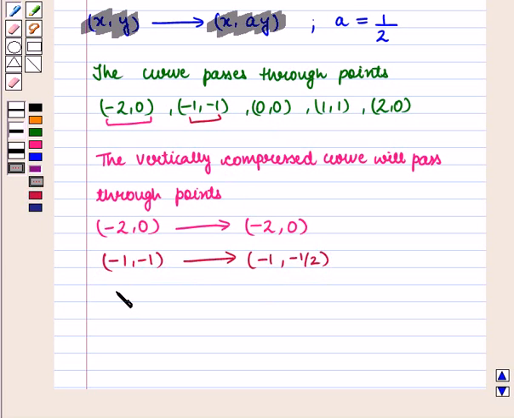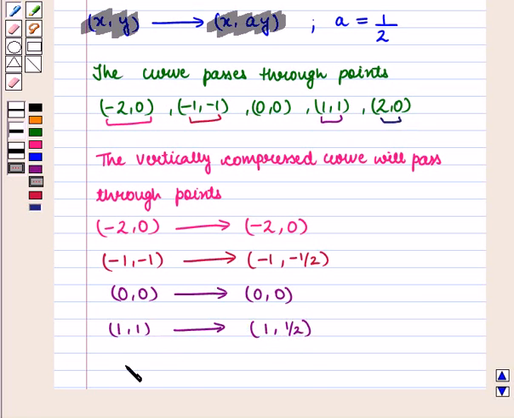Now the point with coordinates (0, 0) is transformed to the point with coordinates (0, 0), since 0 into 1 by 2 is 0. Now the point with coordinates (1, 1) is transformed to the point with coordinates (1, 1 by 2), as we multiply 1 with 1 by 2 and we get 1 by 2.